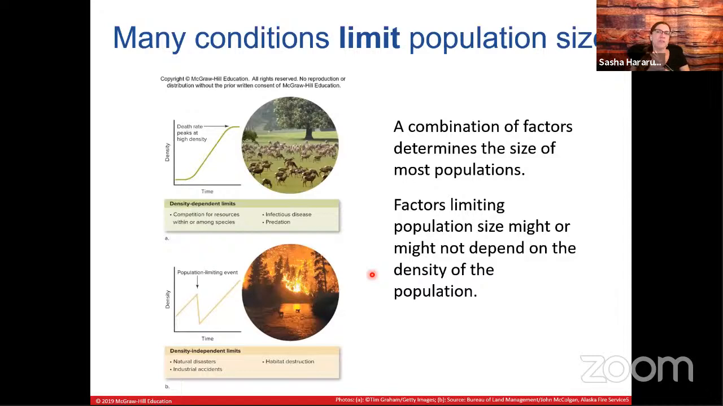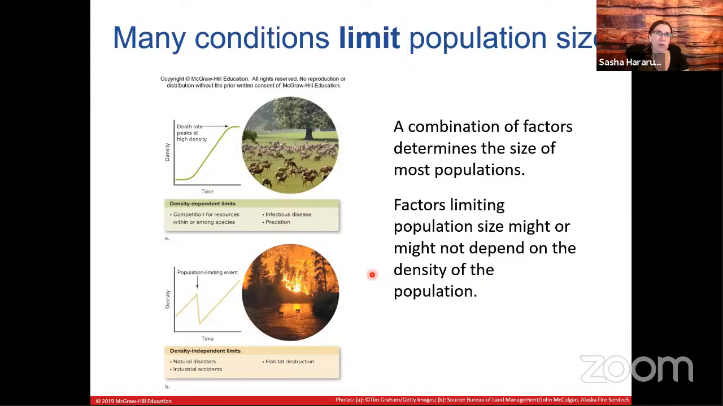So many conditions limit the population size, many conditions that I've already touched upon, but I'll give more structure to understanding them. Many conditions contribute to population dynamics over time not being exponential, but logistic. So a combination of factors determines the size of most populations, and factors limiting population size might or might not depend on the density of the population. So there are two classes of factors that affect the population size. One class is density dependent, and another class is density independent.